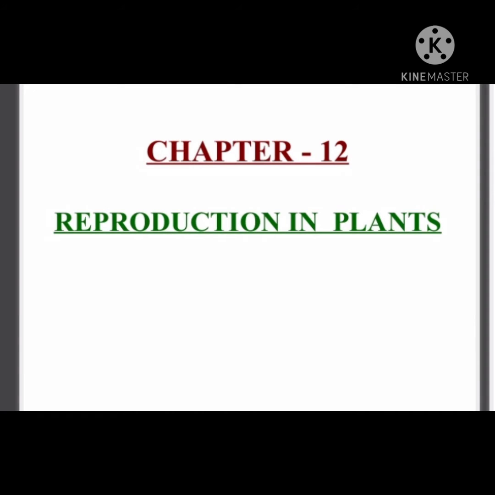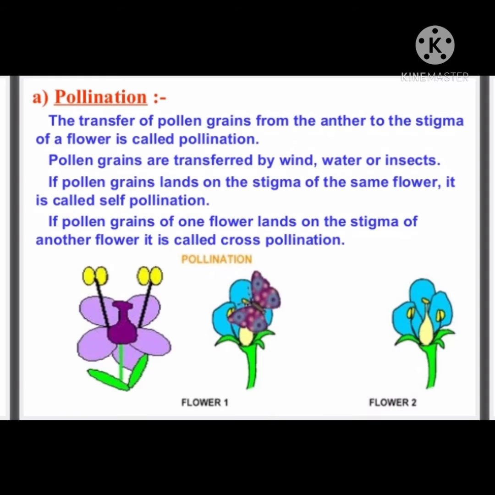Hello, good morning all. Let's continue our chapter, reproduction in plants. So far we discussed the methods of asexual reproduction and also the parts of a flower, the male and female parts of a flower. Okay, next we have to study about pollination and also fertilization.